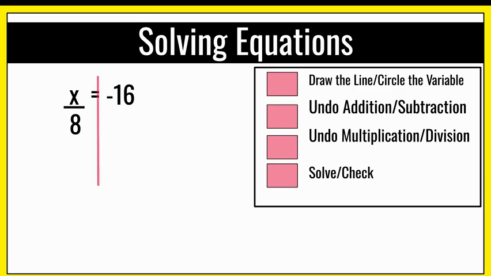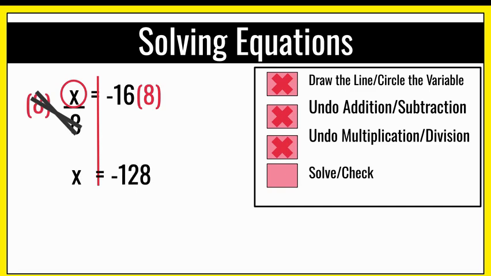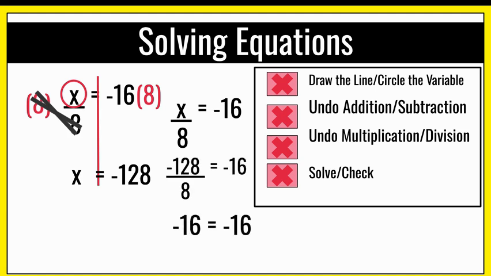Here, again, I'm going to separate the left and right sides of my equation. X is the variable we're solving for. I would like to remind you that fraction bars mean division, so x is being divided here by 8. I don't have any addition or subtraction, so I'm going to undo multiplication and division, which in this case means I'm going to multiply both sides by 8. Those cancel. X is equal to negative 128. Again, you could plug that back in, check to see if you got the right answer, and indeed, negative 16 equals negative 16.